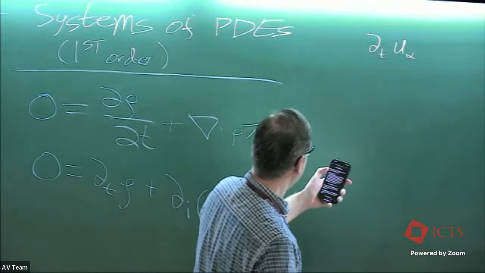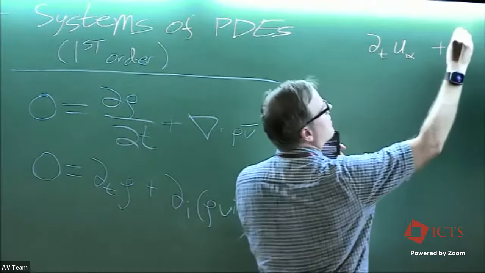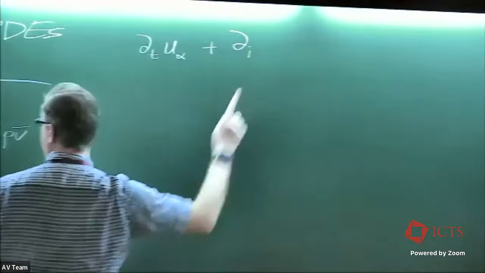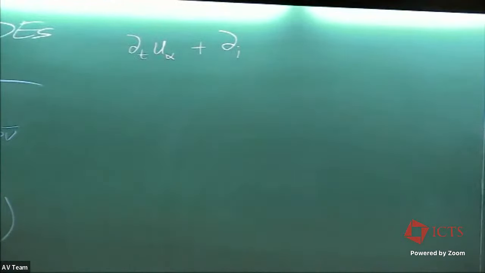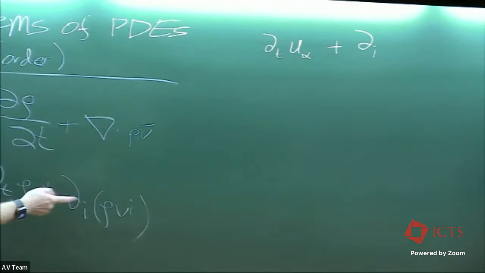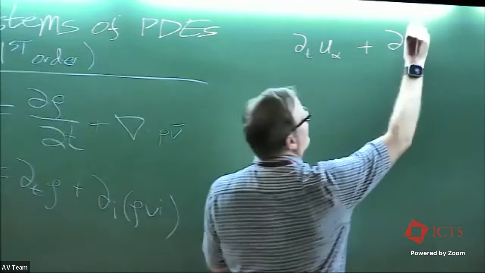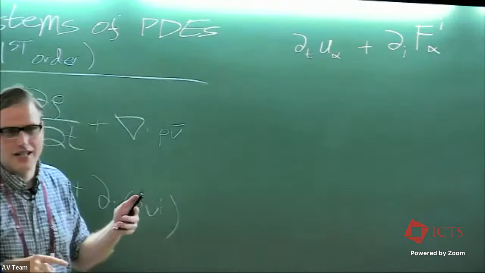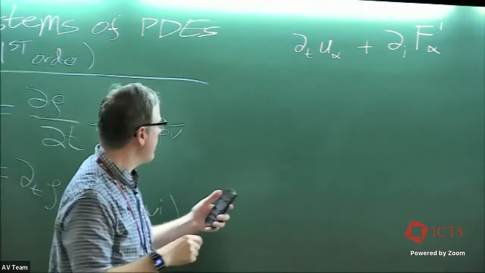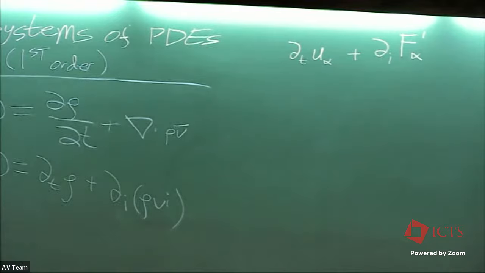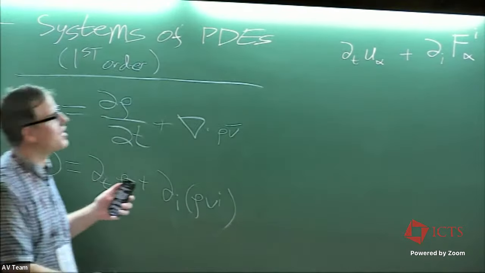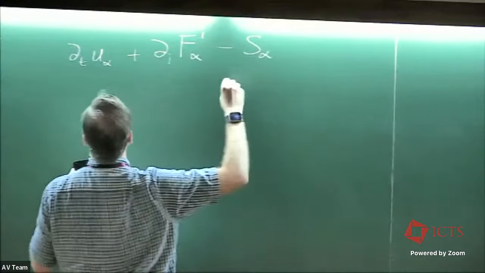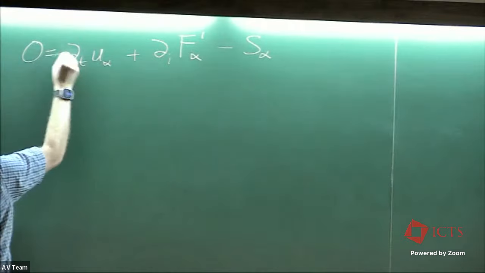Okay. And then there's a divergence term, which will be partial i. And each term can have its own thing here. I mean, here, rho v i, that's the flux term for the mass density, but it might be different for some other variable. So I'm just going to call that some vector, and it's different for each equation, so it also gets an alpha label. And then this equation here doesn't have any additional terms, but I'm going to say we're allowed to have source terms, which are terms that don't involve derivatives. And all this is equal to zero.